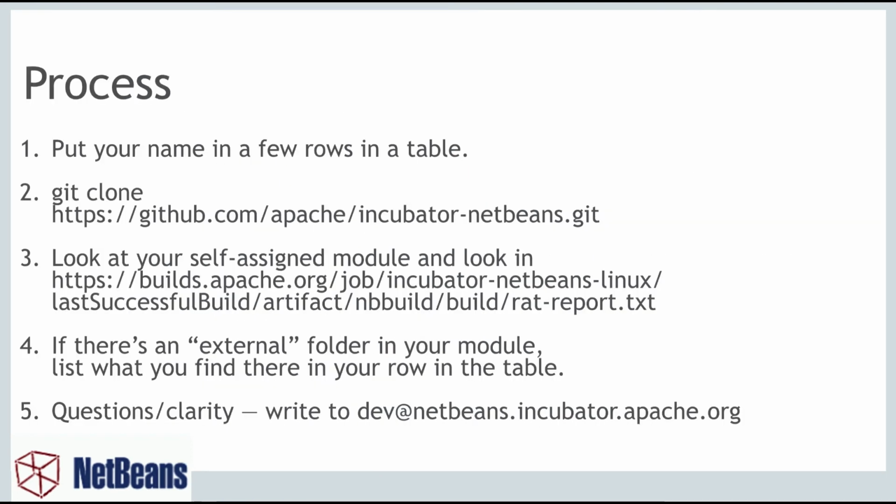Put your name in a few rows of the table, clone Apache NetBeans on GitHub, look at your self-assigned modules, look at the RAT report to see whether any files found in your self-assigned modules are identified as being problematic, and list that information in your row in the table together with any information about the jars that your self-assigned modules depend on. No knowledge of NetBeans APIs or Java code or anything at all is needed.